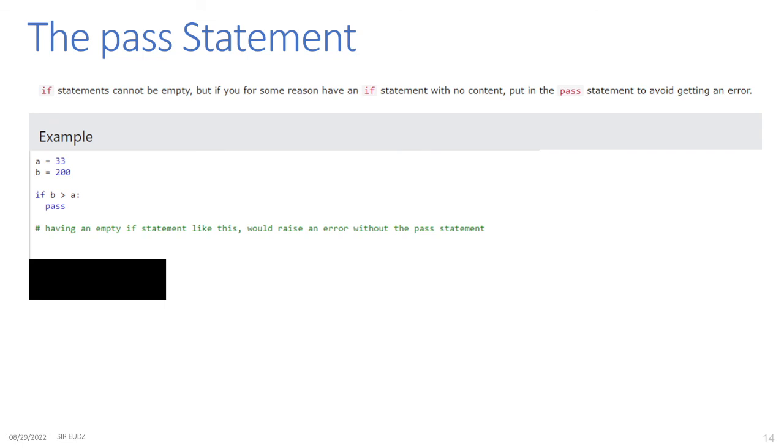The pass statement. If statements cannot be empty, but if you for some reason have an if statement with no content, put in the pass statement to avoid getting an error. So in this case, a equals 33, b equals 200. If a is greater than b, pass. So it will not do anything, but it will not raise an error. So there are no outputs here, because we don't have any print statements.